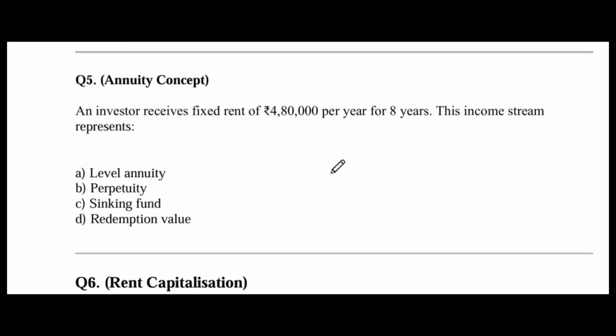An investor receives a fixed rent of 4,80,000 per year for 8 years. The income stream represents a level annuity.